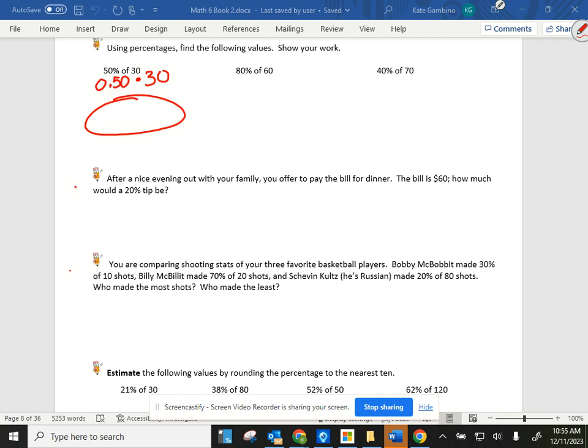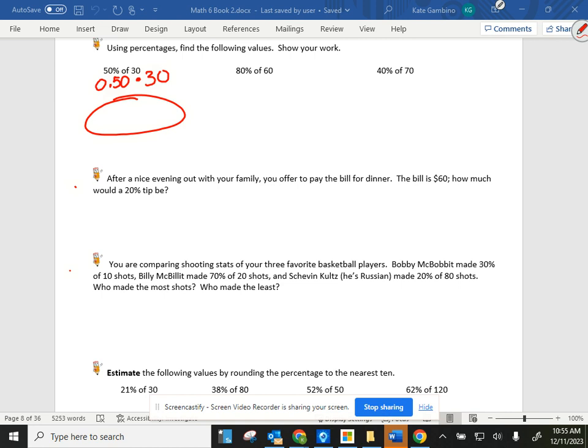You are comparing shooting stats of your three favorite basketball players. Bobby McBobbitt made 30% of 10 shots. Billy McBillett made 70% of 20 shots. And Shevin Kultz, he's Russian, made 20% of 80 shots. Who made the most shots? Who made the least? So you need to find out what the answer is for all three of them, and then say which one made the most and which one made the least.